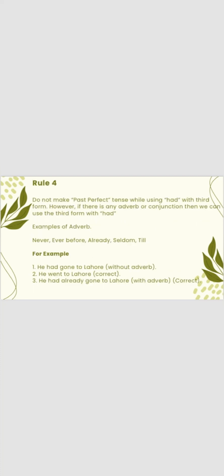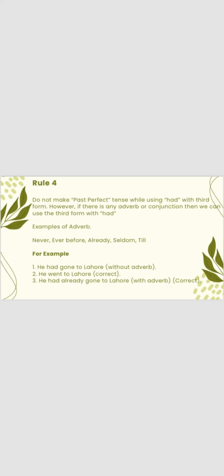Let's come to rule number 4, which is: do not make the past perfect tense incorrectly while using had. Always use the past perfect tense by using had with the third form. However, if there is any adverb or conjunction, then we can use the third form with had. That means you cannot always use had alone to make the past perfect tense.